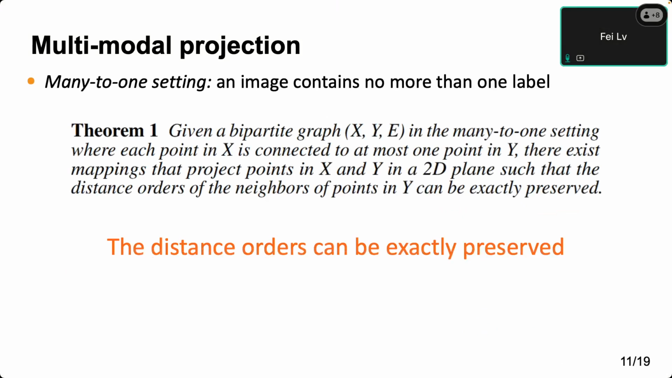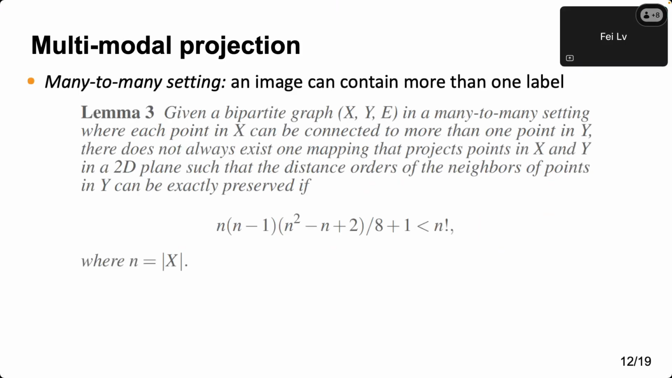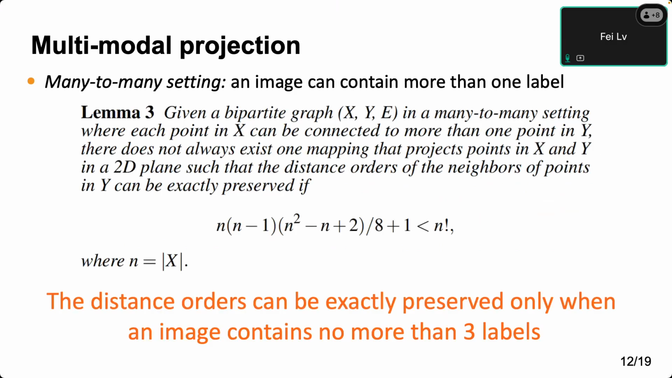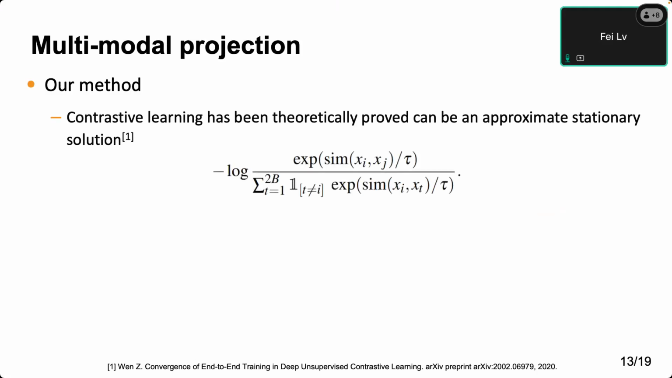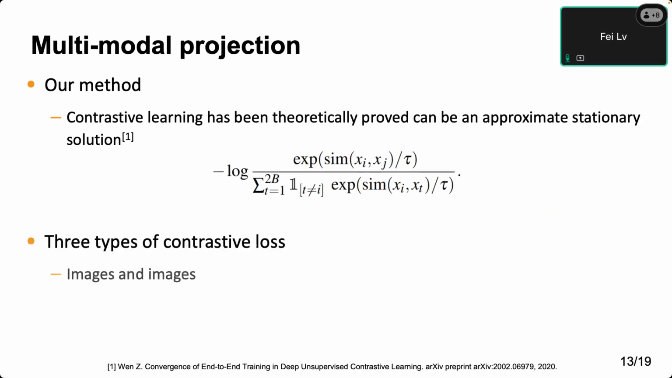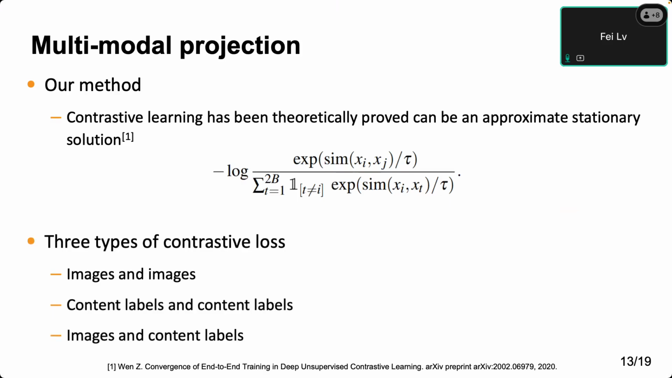In the many-to-one setting, we prove that the distance orders between the image and the content labels can be exactly preserved. And in the many-to-many setting, we prove that the distance orders can be exactly preserved only when an image contains no more than 3 labels. So, to solve this problem, we choose contrastive learning, which has been theoretically proved to be an approximate stationary solution. In this method, we use 3 types of contrastive loss.